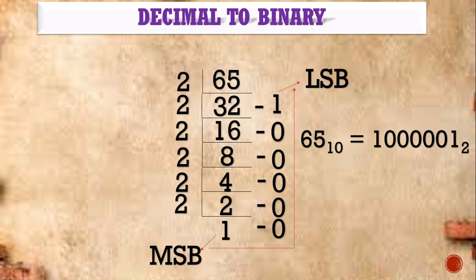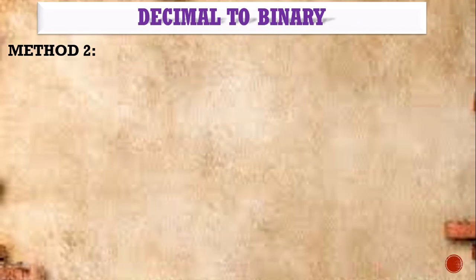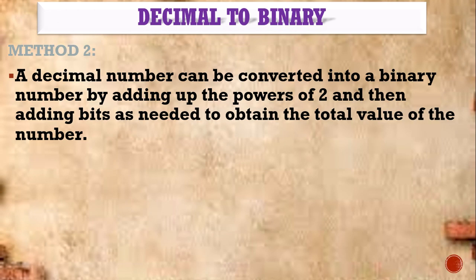This is method 1, repeated division by 2. Then the second method, decimal to binary. How do you find it with the second method? See, decimal numbers can be converted into binary numbers by adding up the powers of 2 and then adding bits as needed to obtain the total value of the number. In method 1, we just repeatedly divided by 2 and took the remainders.